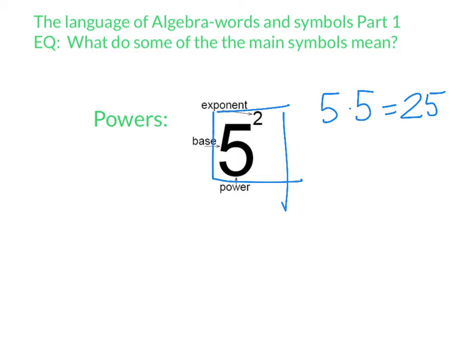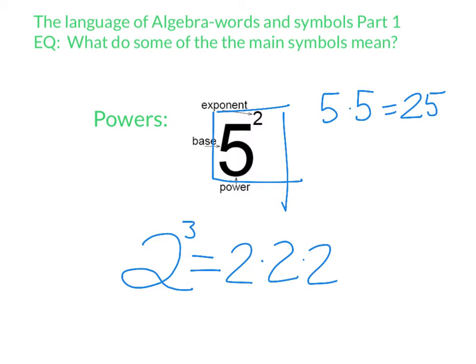If you had a 3 there, let's say the base was 2, and you had a 3 there, figure out what that would mean. It's going to mean the base is multiplied by itself 3 times. 2 times 2 is 4 times 2 is 8. So a power is the whole thing. The base is what you're multiplying by itself, and the exponent is how many times you're multiplying by itself.